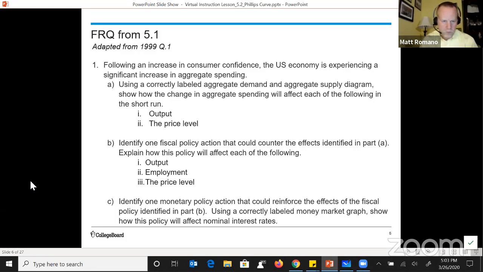Following an increase in consumer confidence, the U.S. economy is experiencing a significant increase in aggregate spending. Using a correctly labeled aggregate demand, aggregate supply diagram, show how the change in aggregate spending will affect each of the following: output and price level. Then identify one fiscal policy action that could counter the effects identified in Part A. Explain how the policy will affect each of the following: output, employment, and price level. And then finally, in Part C, identify one monetary policy action that could reinforce the effects of the fiscal policy in Part B. Using a correctly labeled money market graph, show how the policy will affect nominal interest rates.